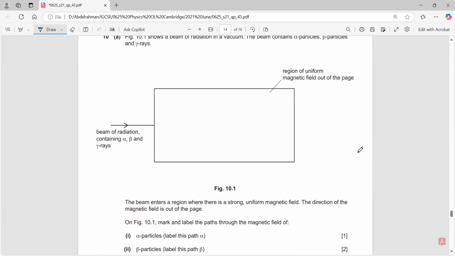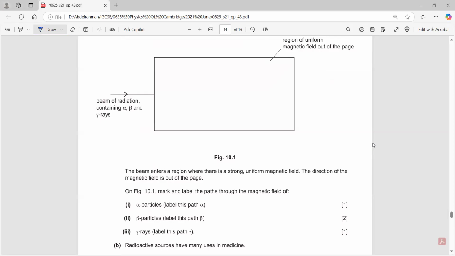Anyway, the magnetic field is out of the page and the alpha is moving to the right, so the force on this alpha will be downwards. It will bend downwards, and we need to label this alpha. Beta particles, okay, so alpha will take quite a strong deflection. What about the beta? It would be a much stronger deflection. This is a weak deflection, this is a stronger deflection, and it will be upwards.